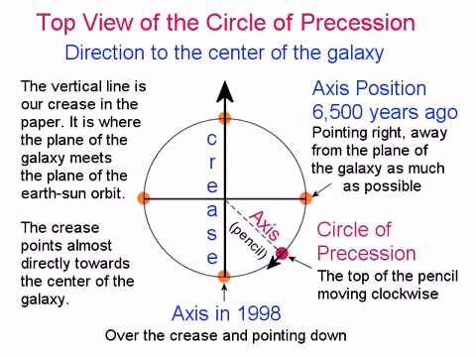The vertical line is our crease in the paper. It's where the plane of the galaxy meets the plane of the Earth-Sun orbit. Again, this crease points almost directly towards the center of the galaxy.